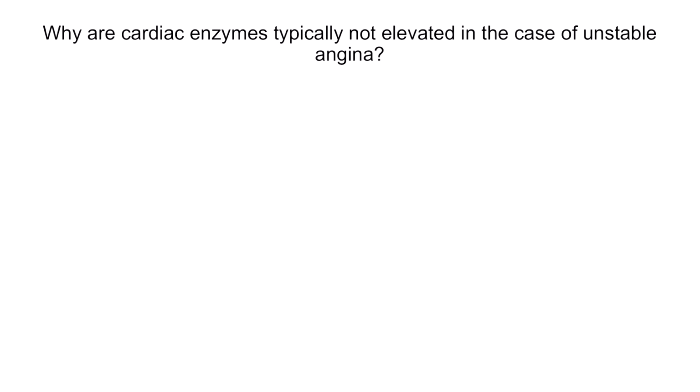Why are cardiac enzymes typically not elevated in the case of unstable angina? Typically, cardiac enzyme levels remain too low to be detected in unstable angina simply because the level of ischemia in this condition is not severe enough to cause cardiac muscle cells to release enough enzymes, such as troponin or CKMB, in order to be detected in the bloodstream.